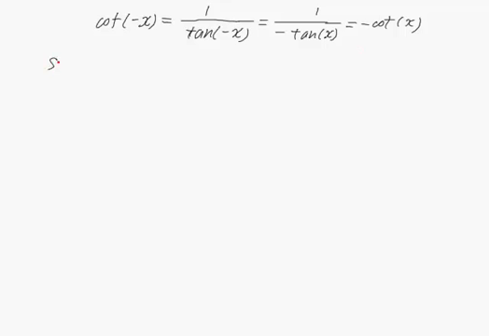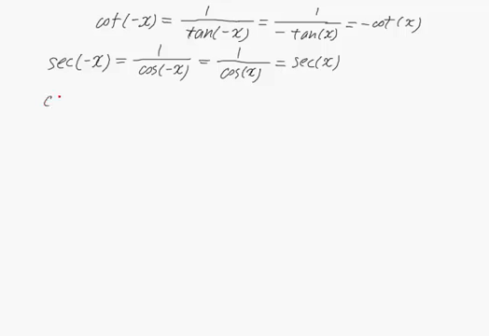And let's look at the secant of the negative x, which is equal to 1 over cosine of the negative x. So cosine is an even function, so this is equal to 1 over the cosine of x. And then this is equal to secant of x. Okay.